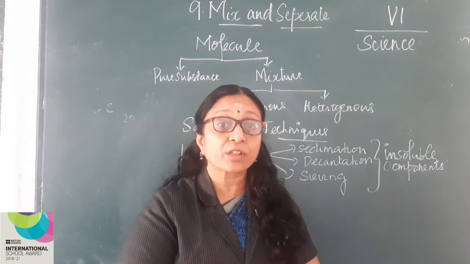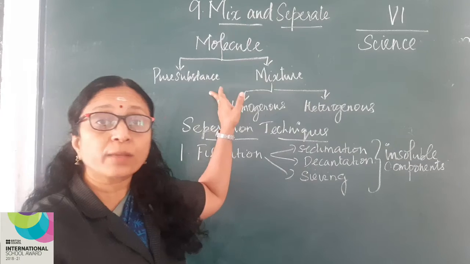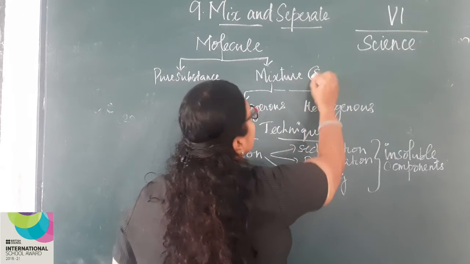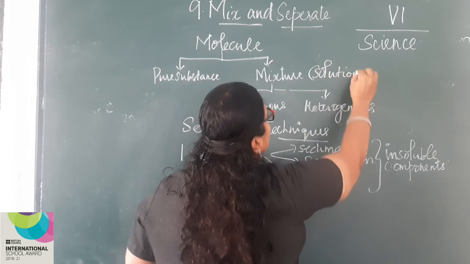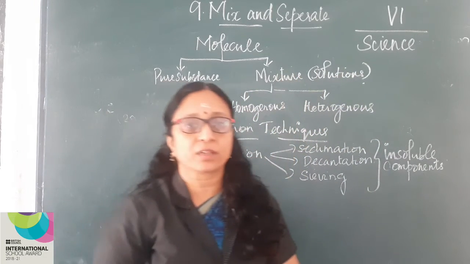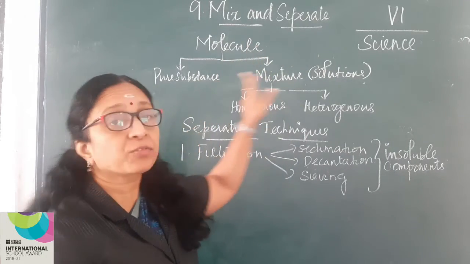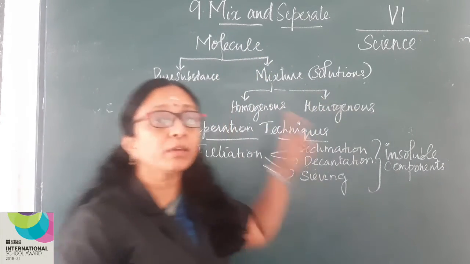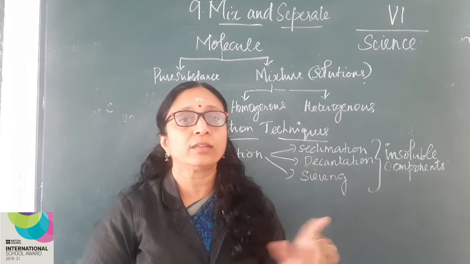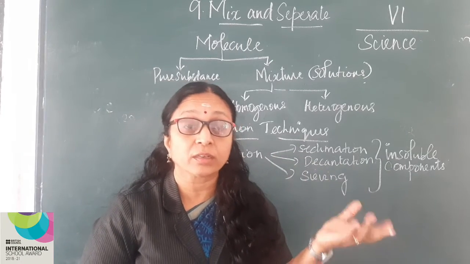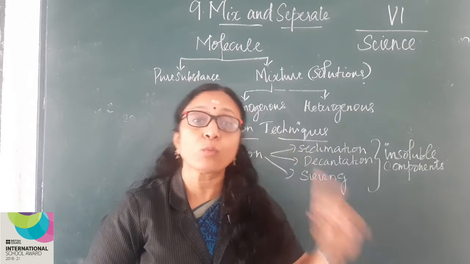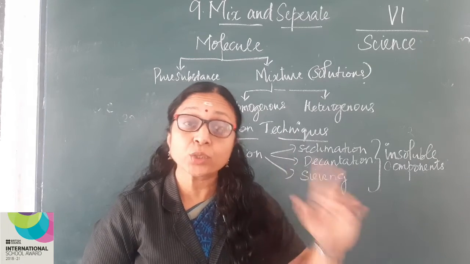Okay? After that, we saw that molecules form pure substances as well as mixtures. Mixtures can also be called solutions. If it is in the liquid form, we call it a solution. If it is in the solid form, we call it a mixture. Okay? So, molecules form pure substances and mixtures. What is a pure substance? If the substance contains only one type of molecule, then it is a pure substance. For example, water, salt, sugar, all these contain only one type of molecule. Water contains only water molecules. Sugar contains only sugar molecules.